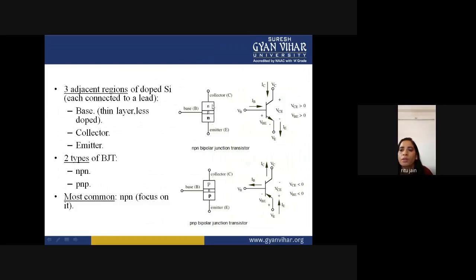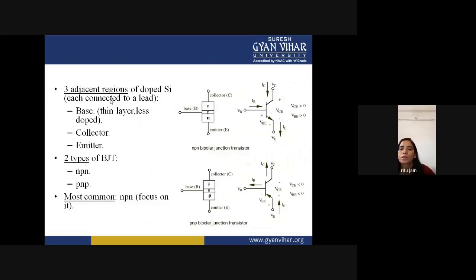Both have three terminals: base, collector, and emitter. Now we will discuss what is base, what is collector, and what is emitter. This is the symbol of the transistor. It has three adjacent regions of doped silicon, each connected to a lead. One is the base. The base is a very thin layer and it is lightly doped. Next one is the collector.